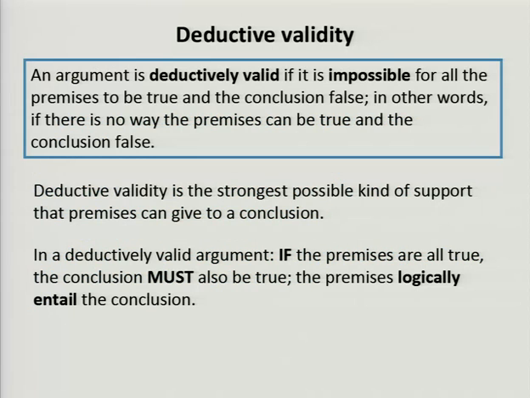So a deductively valid argument is one for which it is impossible for the premises to be true and the conclusion to be false. This is the strongest possible kind of support we can have for a conclusion. And we might even say that the premises here logically entail the conclusion, just as a bit of technical terminology in the background. So this is the strongest way in which an argument can be valid. And some people will only use validity to describe deductive validity. We won't, but this is really the strongest way in which it can be valid.